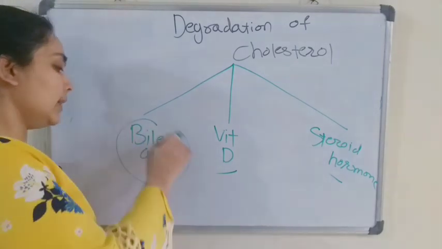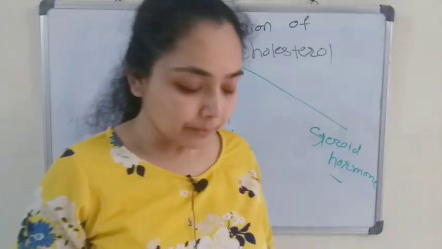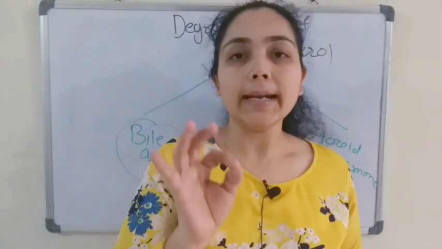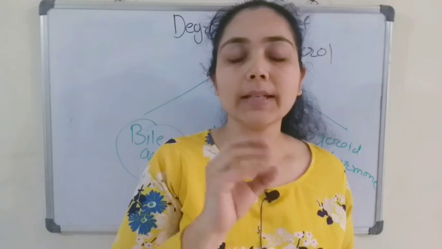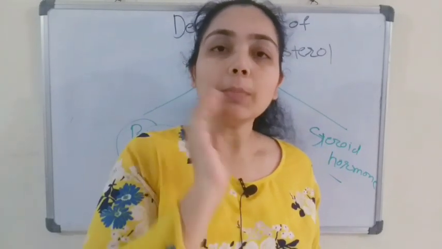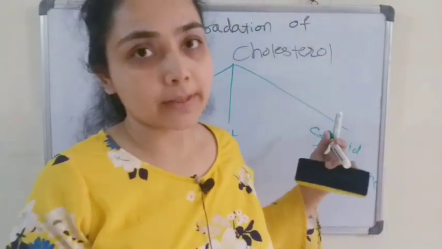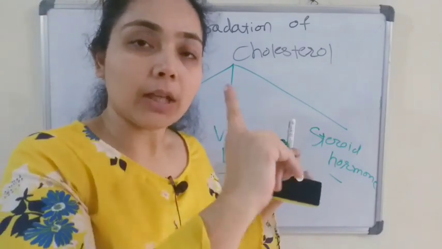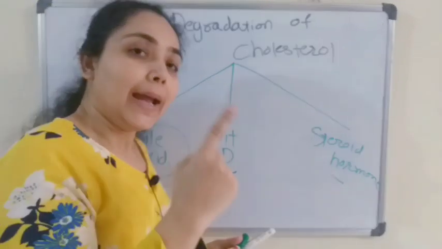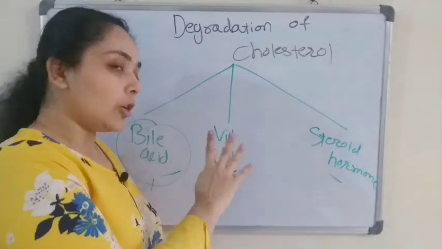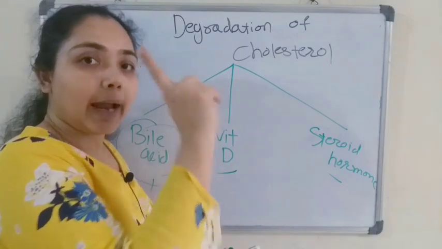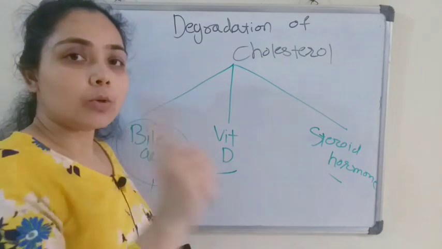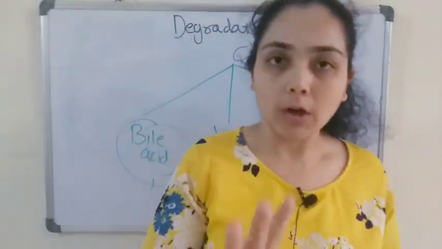First we will discuss bile acid and bile salt. Bile acids are produced by the hepatocyte cells in the liver. Liver cells are known as hepatocytes. So bile acids are produced by the hepatocyte cells from the cholesterol. And what is bile salt? Bile salt is formed by the conjugation of bile acid with sodium and potassium ion. After conjugation of bile acid with sodium and potassium ion, we get the bile salt.